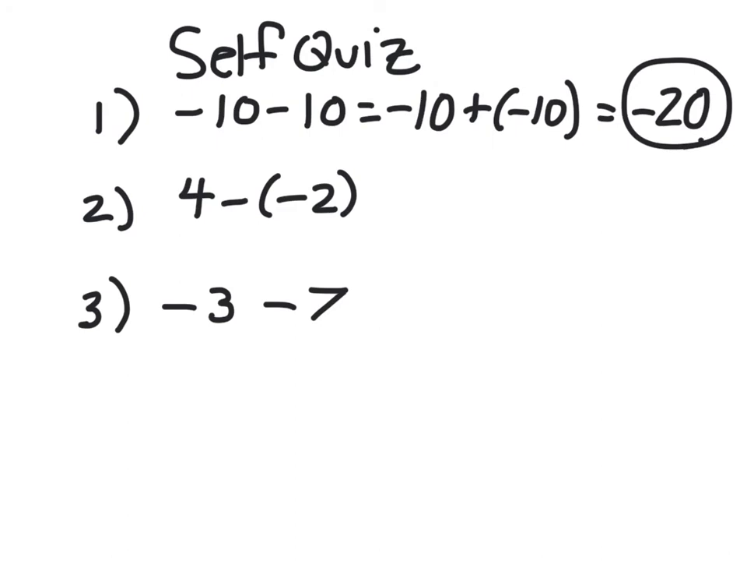Next we have 4 subtract a negative 2. So I'm going to add the opposite. The opposite of negative 2 is positive 2. So 4 plus 2, that equals 6.